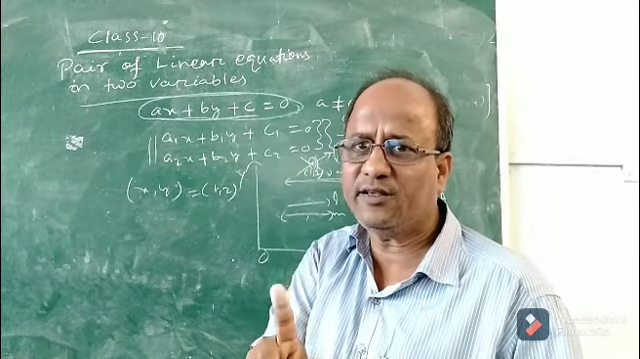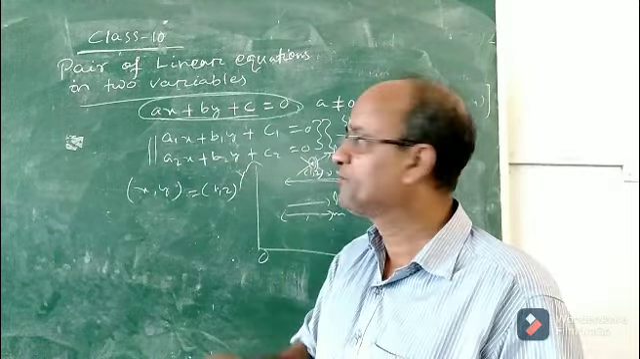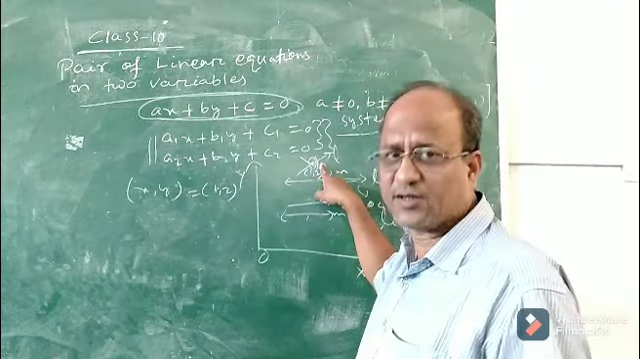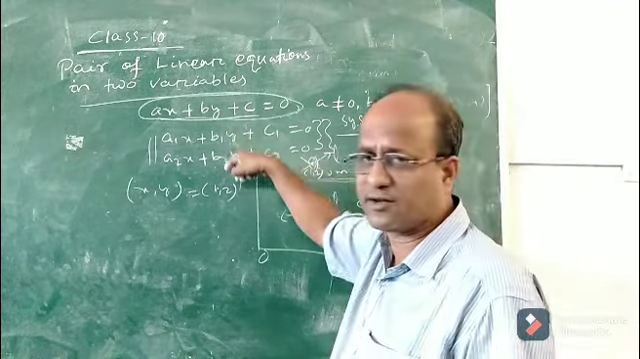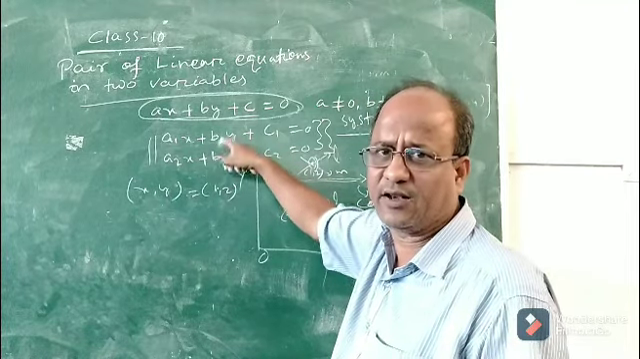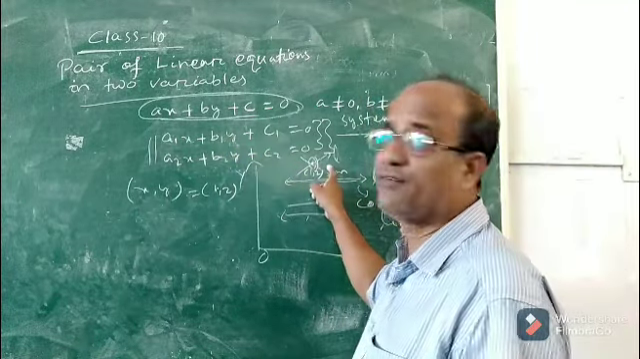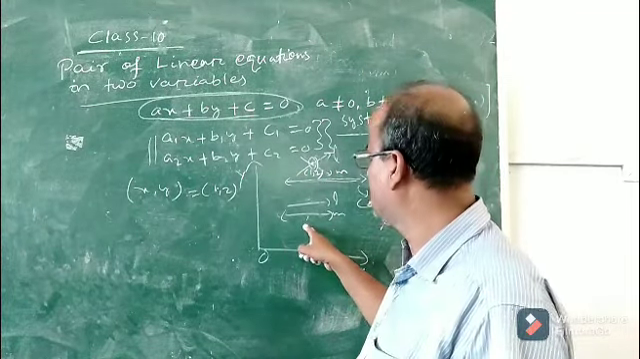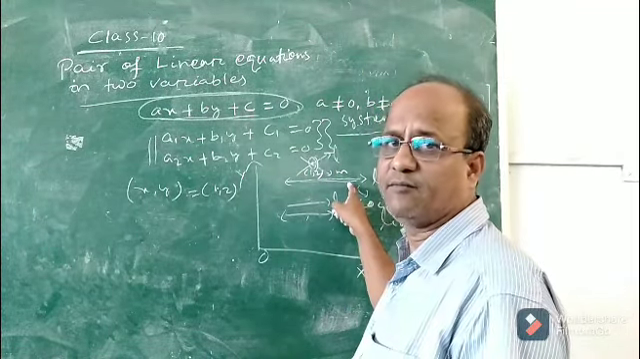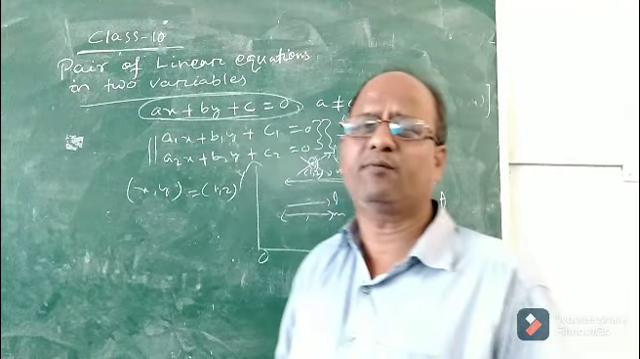The three possibilities are, as I just told you, the two linear equations in two variables may have a unique solution. They may have no solution. They may have infinitely many solutions. So these are the three possibilities.